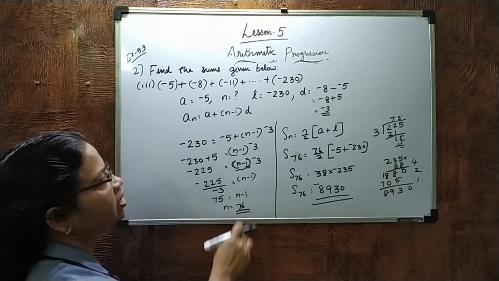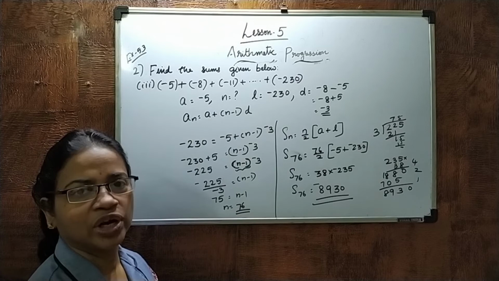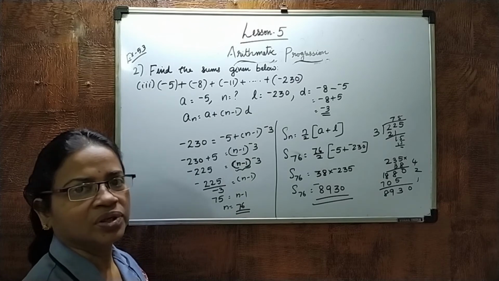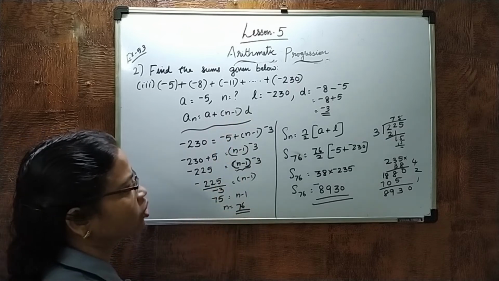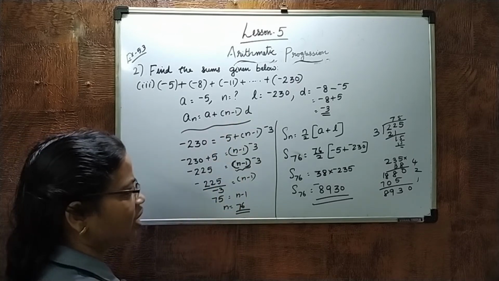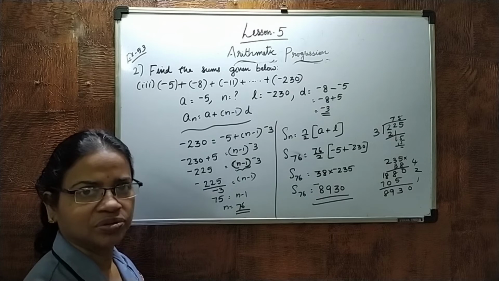Okay, clear? So here the number of terms, N, is not given. So what you have to do is, using this formula, find out An, then you can find out N, and after that you have to find out the sum.